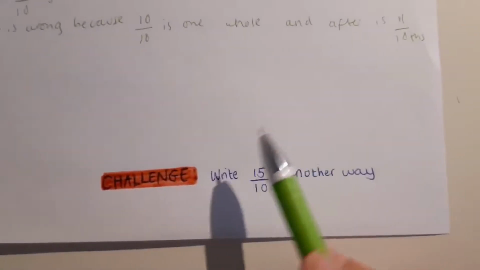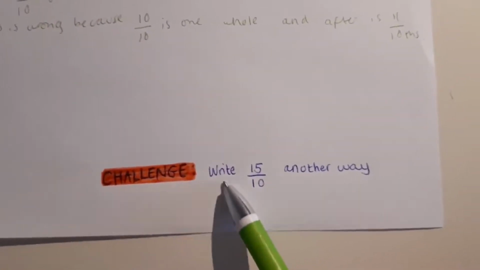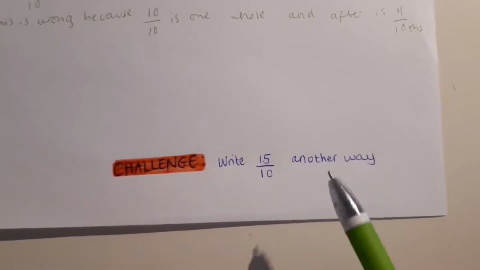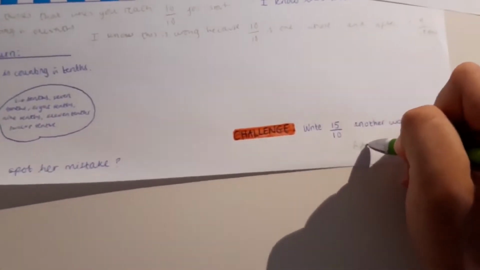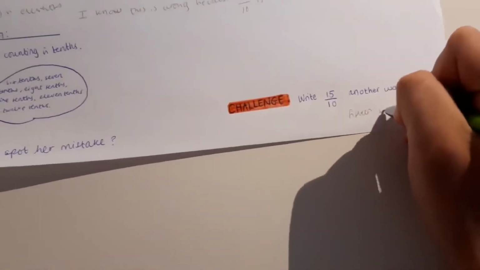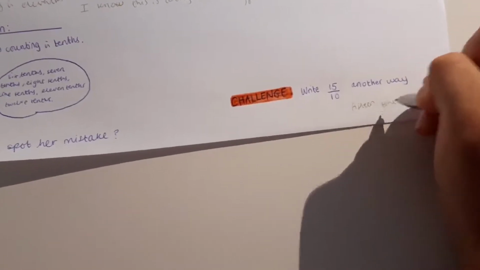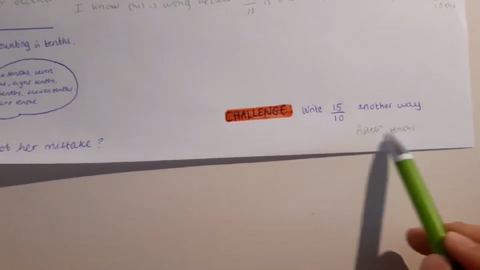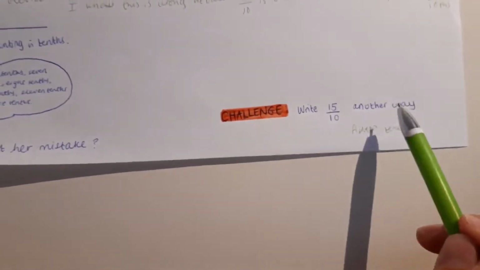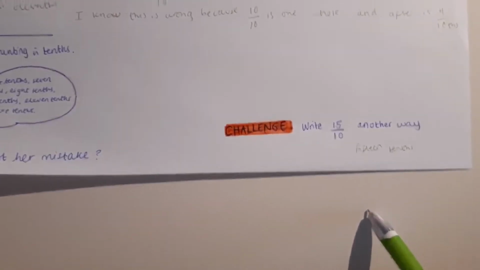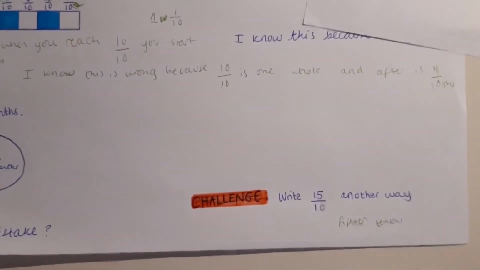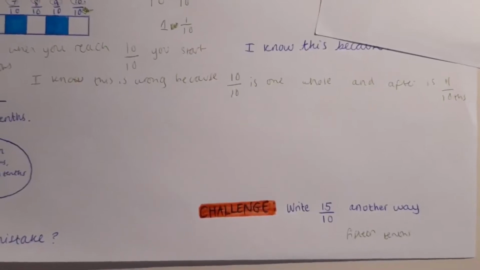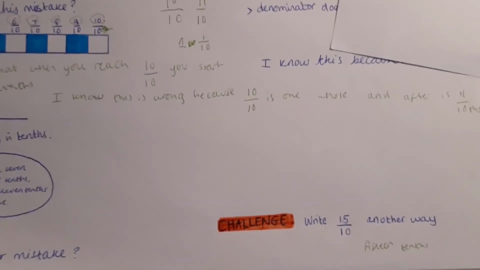Finally, here we have a challenge, which is to write 15 tenths in another way. So I don't mean write out 15 tenths. I don't mean like that. We want 15 tenths written another way. Have a think about how you could do that if we know that 10 tenths are 1 whole. That's just an extra challenge, so have a think about that.